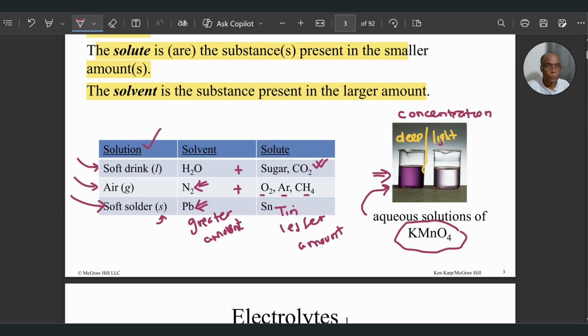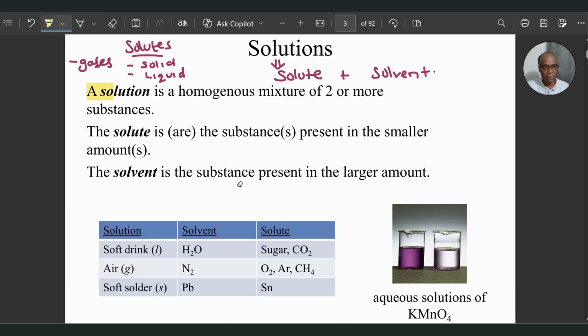Going back to the definition of a solution, that's a homogeneous, meaning same type of composition, homogeneous mixture of two or more substances. For example, sodium chloride salt solution. The solute, like I said, is or are substances present in smaller amounts. Okay, and then the solvent is a substance present in the larger amount.